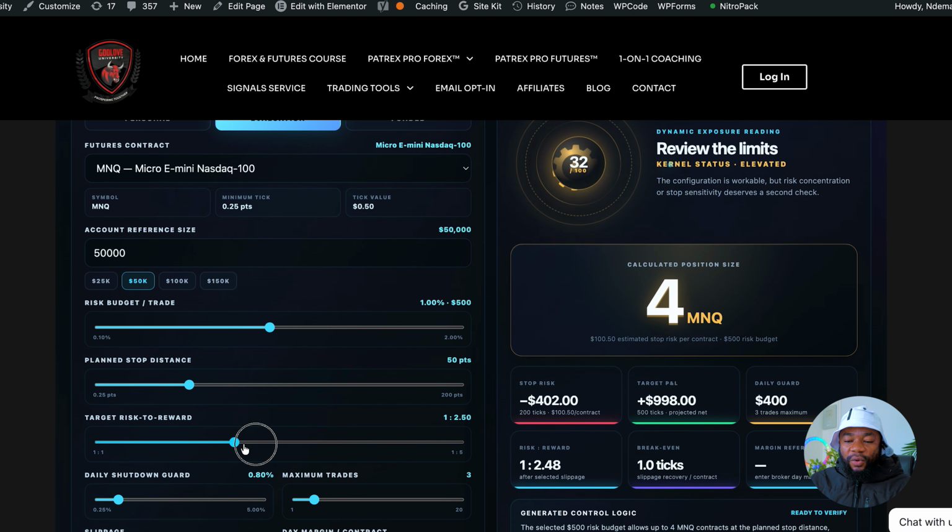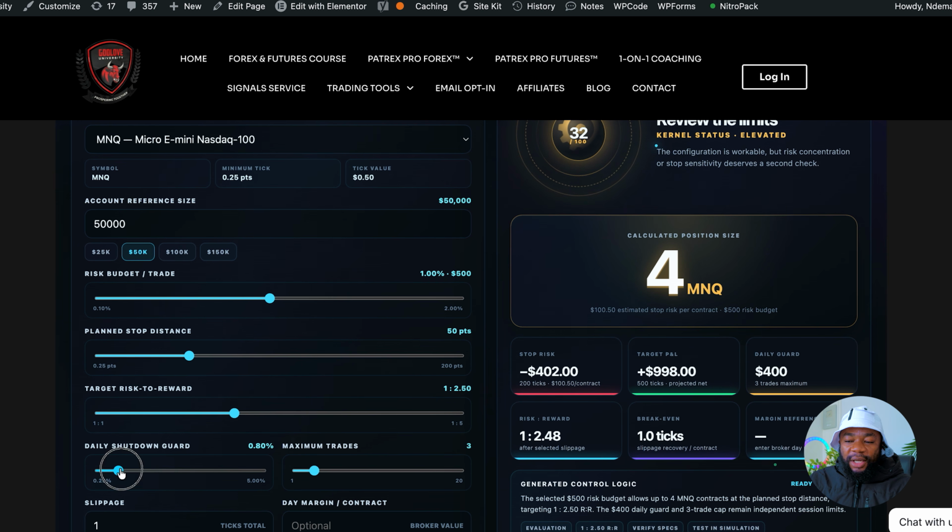And then target risk to reward. Let's say I'm going for a risk to reward of 1:2. It doesn't matter. Daily shutdown. Let's just say I'm having a daily drawdown. Or if you just put it at zero, some prop firms don't have daily drawdown. And then maximum trades per day. It all depends on you to put it there.